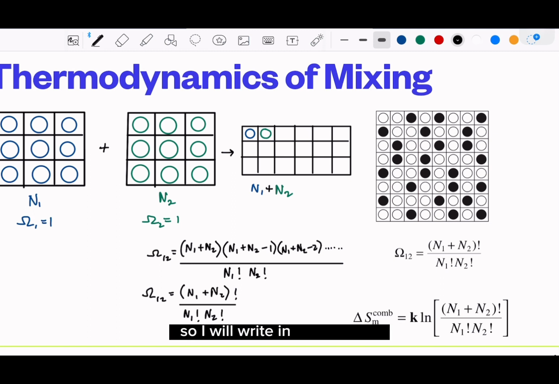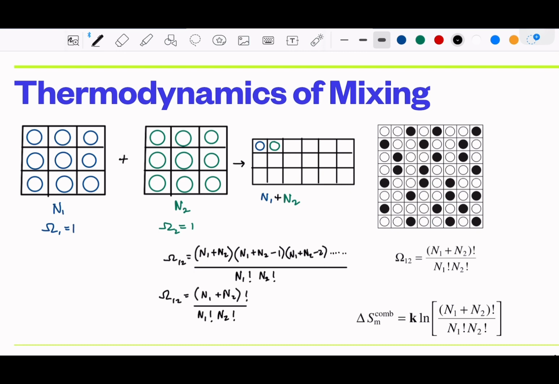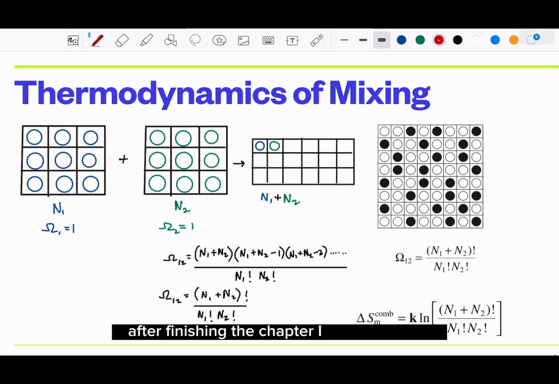So I will write in the new page, this Stirling approximation. Okay? And remember, the notes I will share later, after finishing the chapter. And perhaps we need one more lecture on Thursday, just to make sure that we review all the subject. Okay?